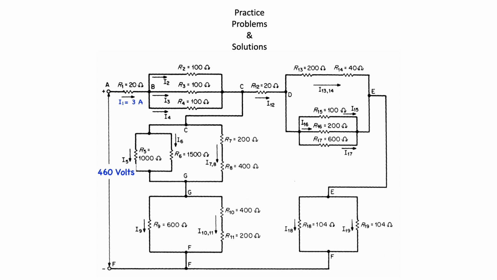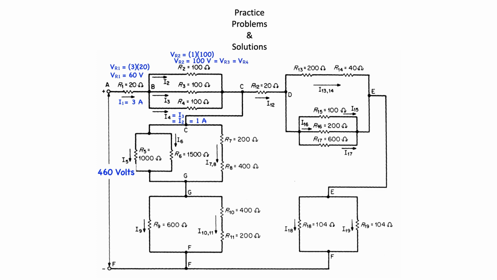Using Ohm's law, the voltage drop across R1 is equal to I times R, or 3 times 20 for 60 volts. Because the current must split equally into 3 identical resistors, which is Kirchhoff's current law, I4 must equal I3 must equal I2 must equal 1/3 times 3, or 1 amp.